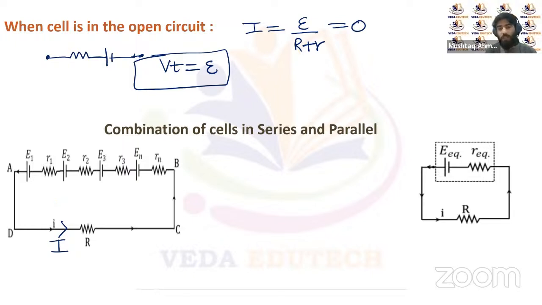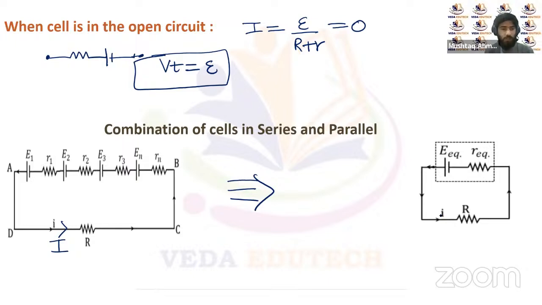The equivalent circuit for this system we can just draw like this. We have some equivalent EMF offered by this series combination of the cells, and the equivalent resistance will be given as R equivalent, along with the external load R. So it means that these are in series.